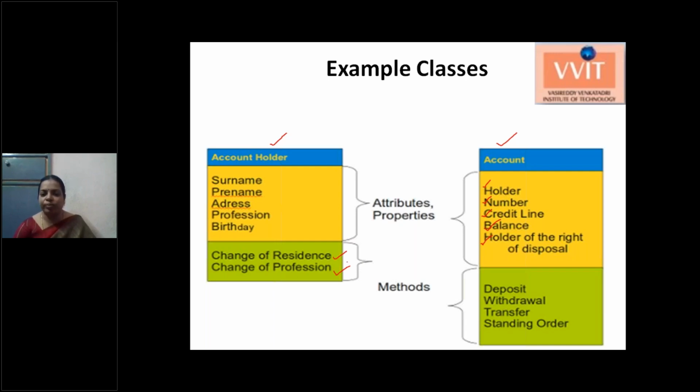Once you have opened an account in the bank, whenever you shift from one place to another, you have to change the residence information. You can go to the bank and request a change of residence. That is the functionality of the account holder class: using the account holder data, you can perform the operation of change of residence, and change of profession also. If the person changes from one profession to another, previously he was a businessman and now he has become an employee in another organization, then he has to change the profession.